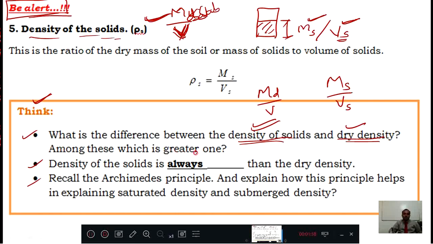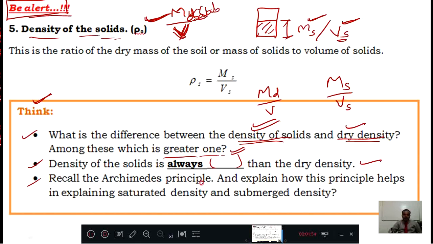And among these, which is greater, which is always greater, you need to recognize. The density of solids is always dash than the dry density. Greater or smaller or equal? That you need to conclude.